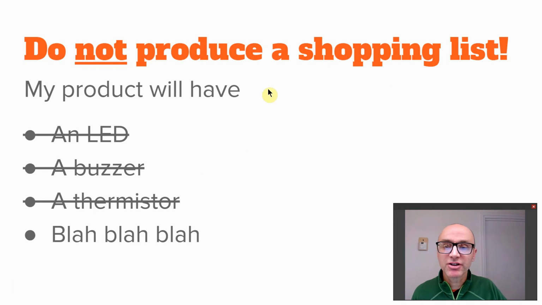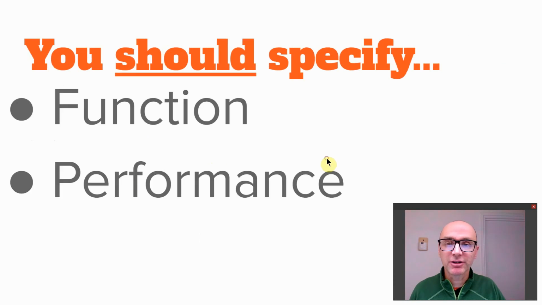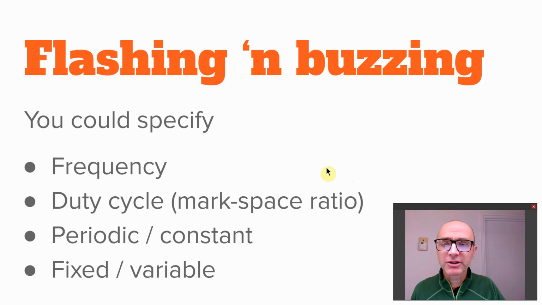Don't make a shopping list. So don't say in your design specification, just to hit the number of specification points, I will include an LED, I will include a buzzer, I will include a thermistor, my product will run from a 9-volt battery or whatever. Possibly from a 9-volt battery, one might be all right. But don't just list off components thinking that you're going to somehow meet the specification point. So don't do any of those things. On the other hand, you should specify what function it actually performs and to what standard it performs. Okay, we'll come up with some examples in a moment.